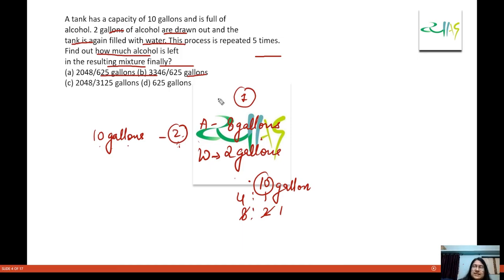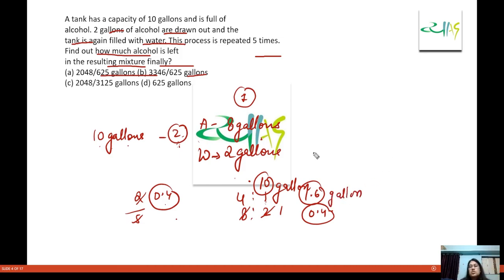That means 4 is to 1 means that if you are withdrawing 2 gallons from here, you will have now 0.4 gallons of water taken away, and how many gallons of alcohol? 1.6 gallon of alcohol taken away. Okay, 1.6 gallon of alcohol taken away. So now you are left with 7.4 gallons of alcohol here. Okay, because you will subtract this 1.6 gallons. Now this is second iteration.